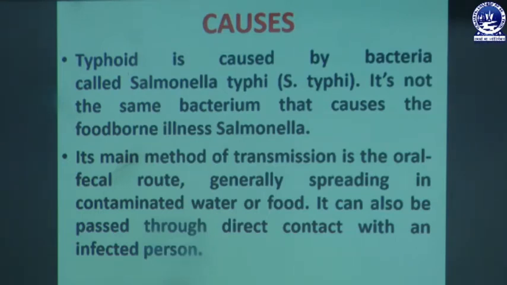Typhoid disease is always caused by the Salmonella typhi bacteria. It is a bacterial infection, and sometimes typhoid is a foodborne illness. Its main method of transmission is the oral-fecal route, which means that through the mouth a person is infected by the Salmonella typhi bacteria, which spreads in contaminated water or food. Through water also, typhoid bacteria enter the body.